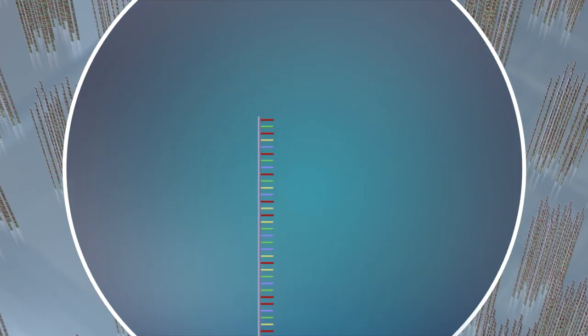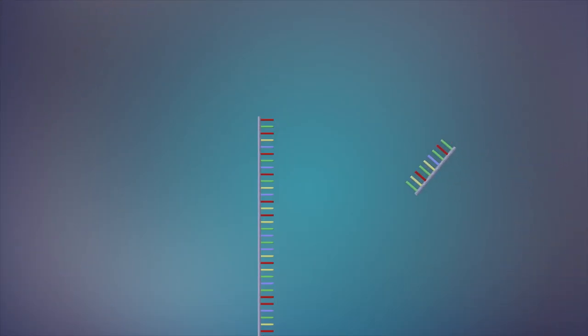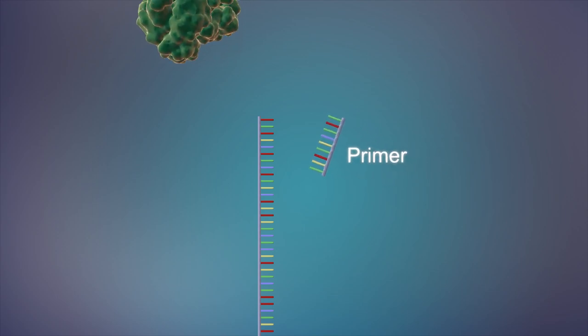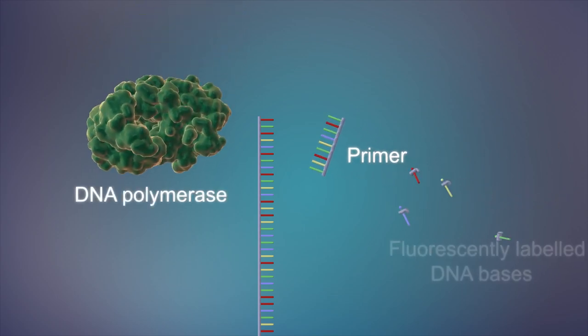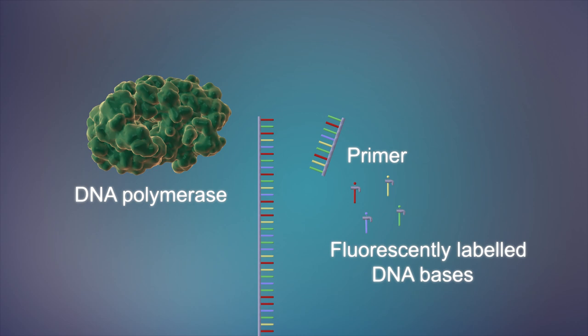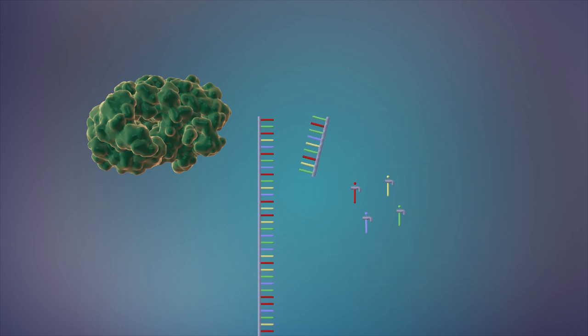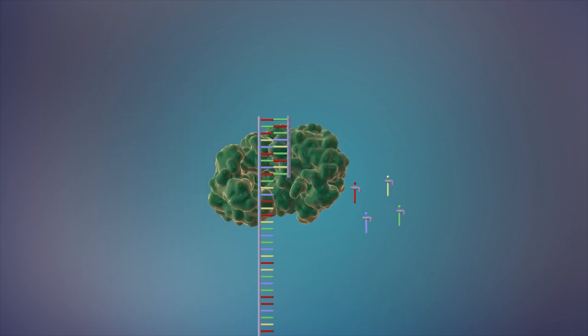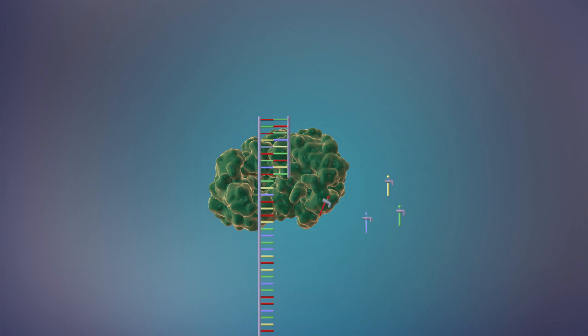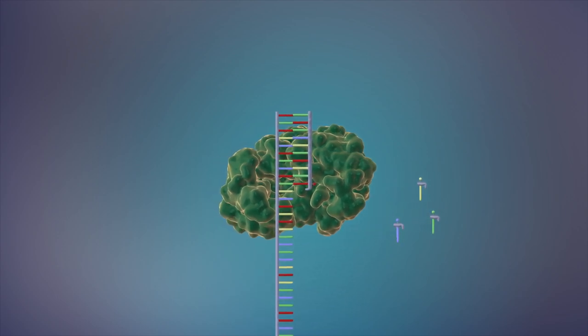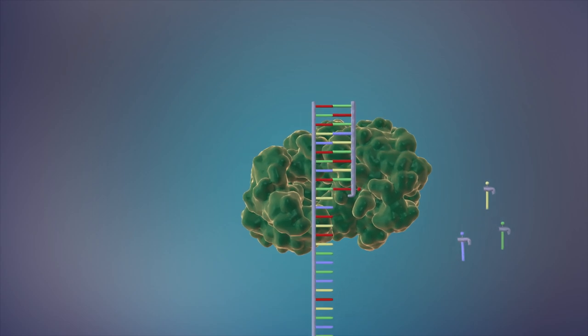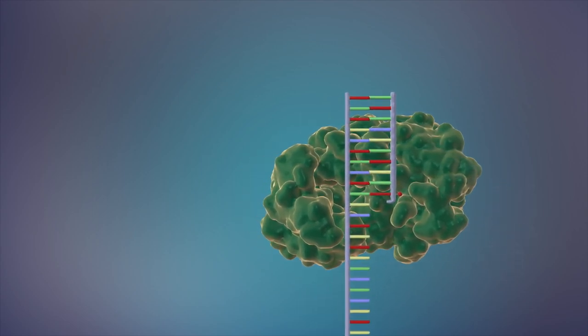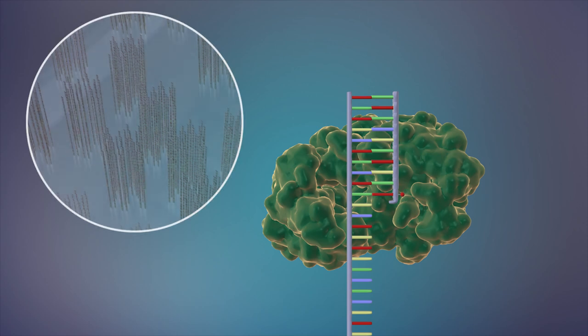To start the sequencing process, small pieces of DNA, called primers, plus DNA polymerase enzymes and fluorescently labelled DNA bases are added. The primers are attached to the DNA being sequenced. The DNA polymerase enzyme then binds to the DNA and adds a complementary fluorescently labelled DNA base to the template DNA. These fluorescent bases are reversible terminator bases, which means that once they are added, no other bases can be added afterwards. Each of the terminator bases give off a different colour.